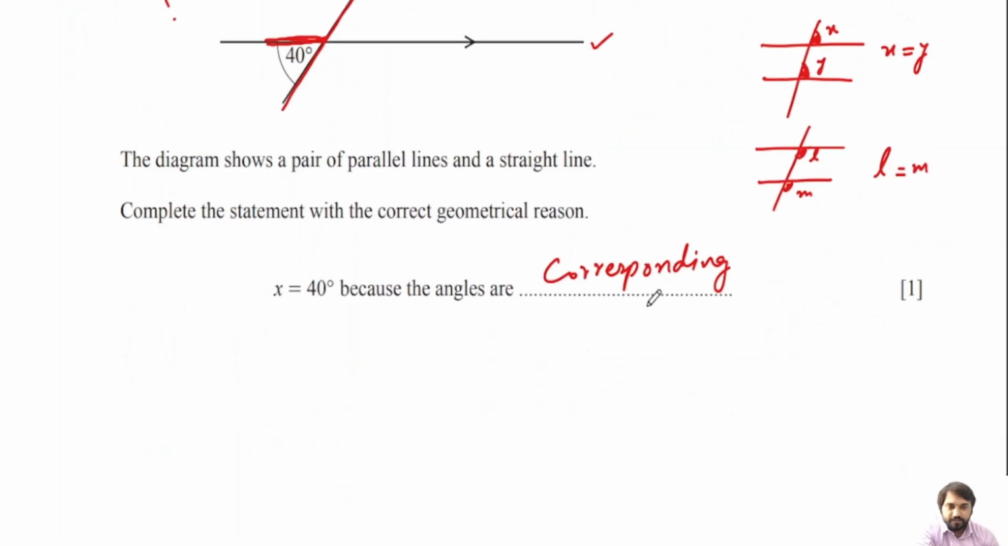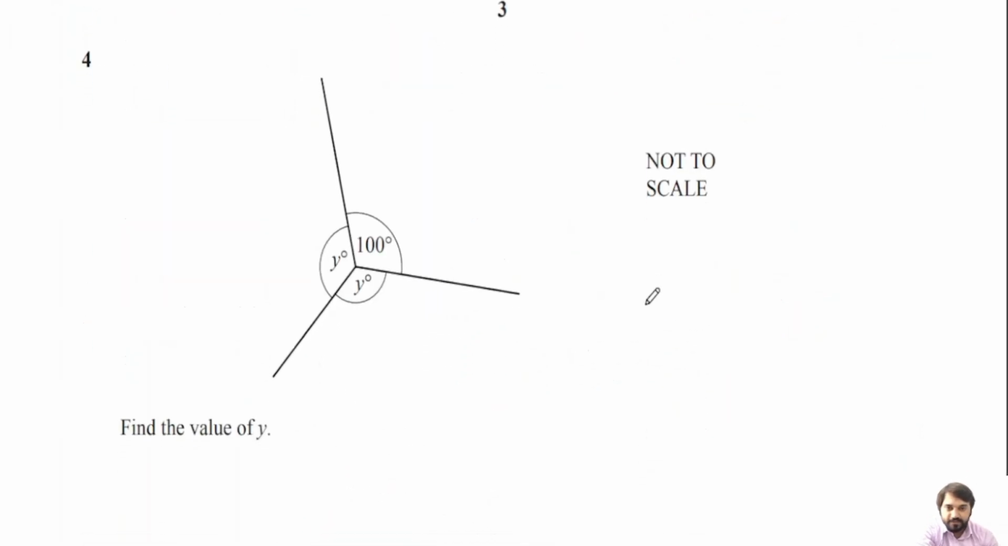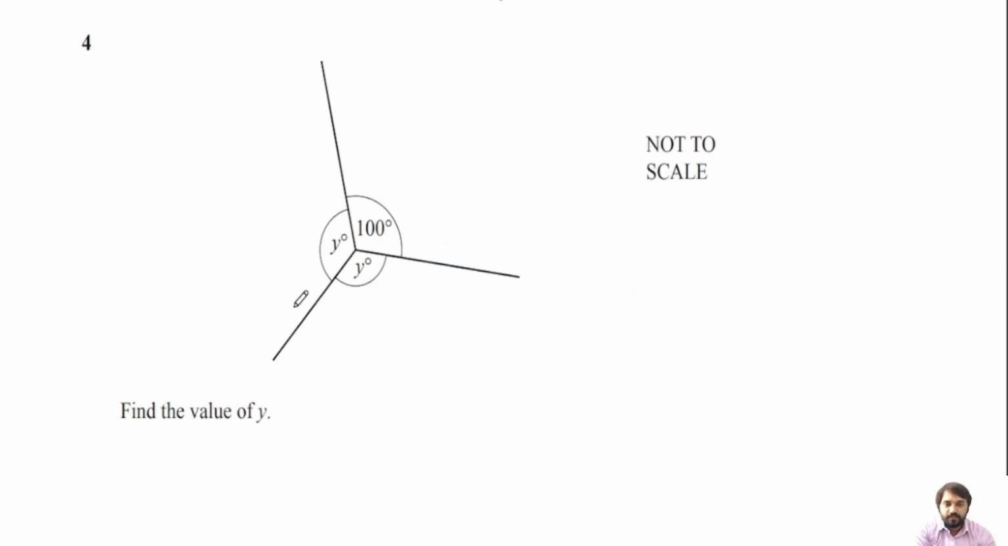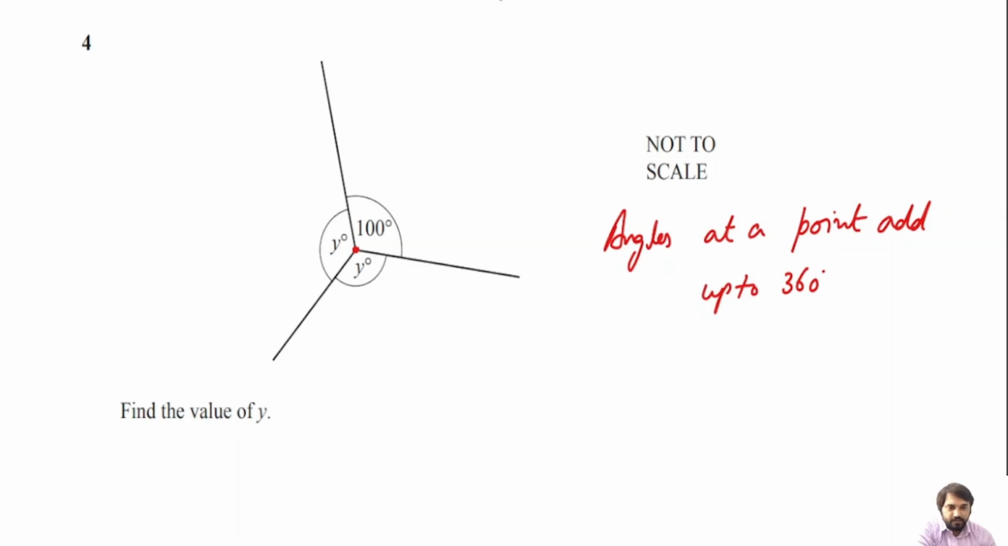Now our next question of this paper is question 4. Find the value of y. We have angles at a point, and we know the sum of all the angles at a point add up to 360 degrees. So angles at a point add up to 360 degrees. Now we are going to use this information to calculate the value of y.